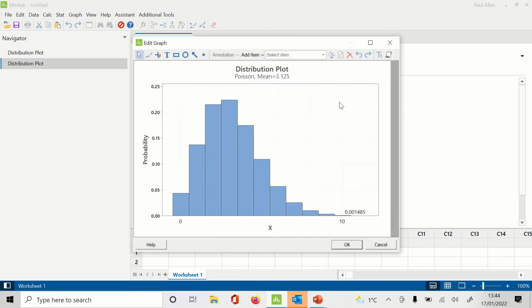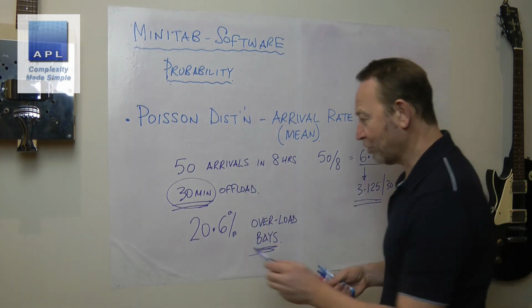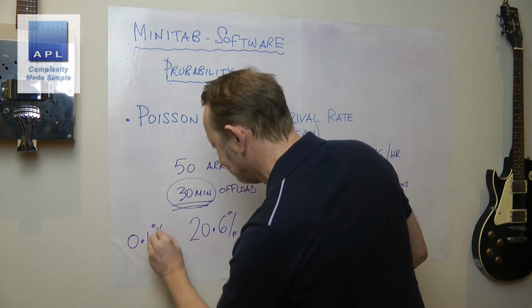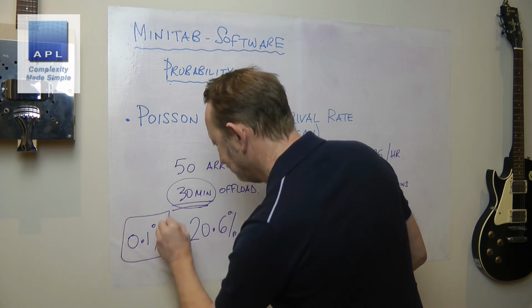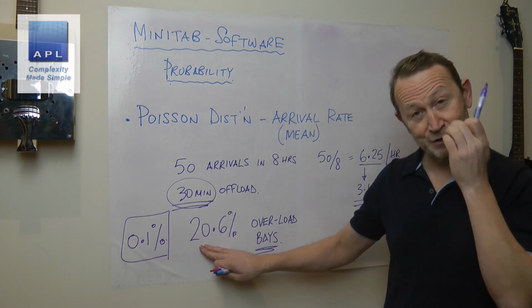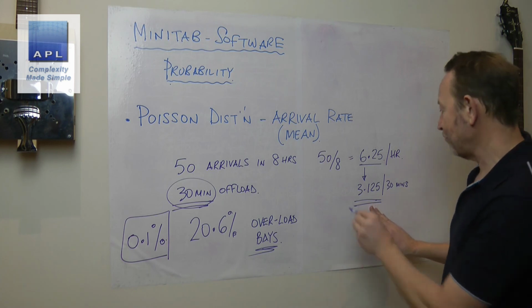Just pop that out. What do we get? Well, look, that's a tiny little figure. That's 0.1%. Let's put that on the board. So currently the chance of overloading the bays is just 0.1%, and we're about to wind that up to 20%. But look at this arrival rate.